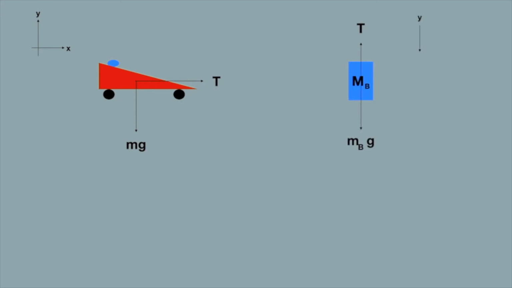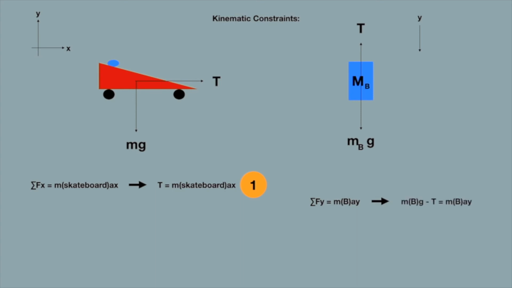With the skateboard's free body diagram, we can form an equation using sum of forces in the x direction. This gives us this equation. The second equation that's needed to find the mass of object B can be found using sum of forces in the y direction. As there's only the forces of T and mg acting in the y direction, the second equation becomes this. We can rearrange for T, leaving us with the equation T equals the mass of B times gravity minus acceleration in the y direction.